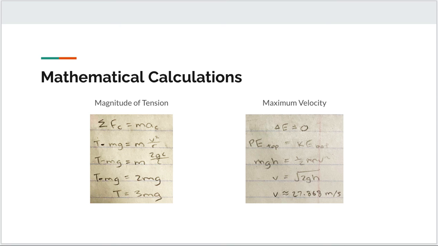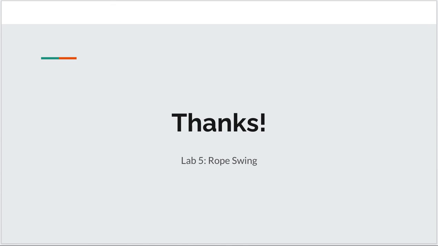After this, I was curious to see how mathematically the magnitude of tension and spring would line up, as well as the maximum velocity. On the left, we have maximum tension, and on the right, we have maximum velocity, which we find to be 27.868 meters per second. We also find that the magnitude of tension should be about 3 times the gravitational force of the man. All right, thank you.